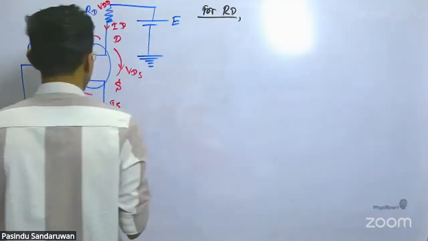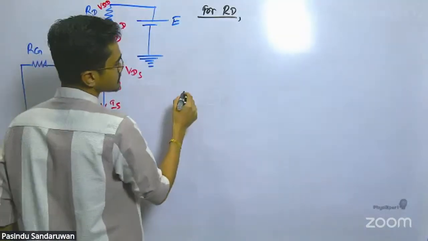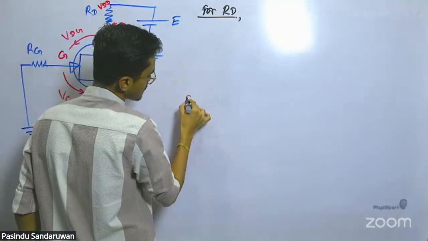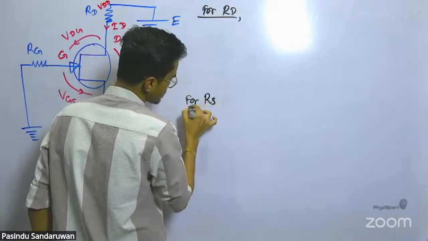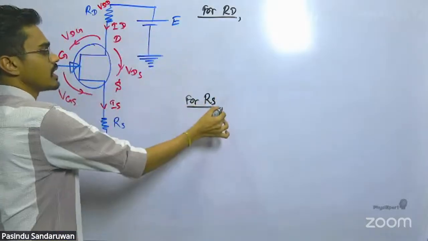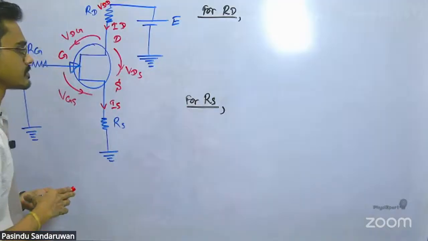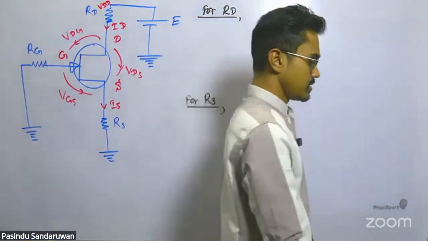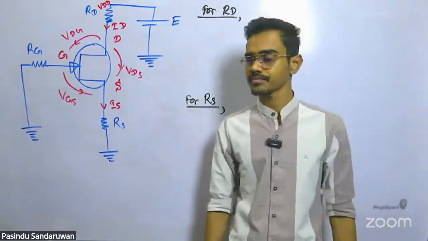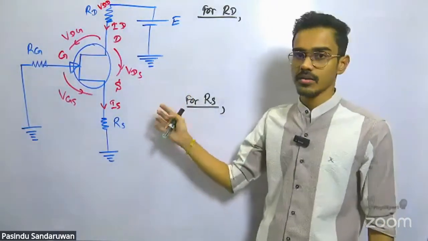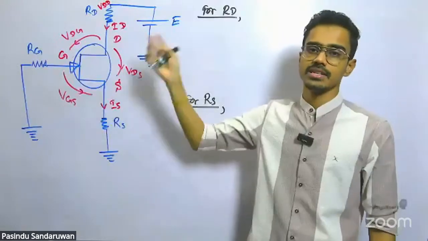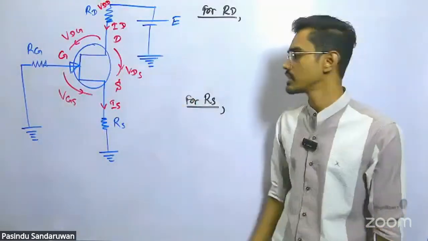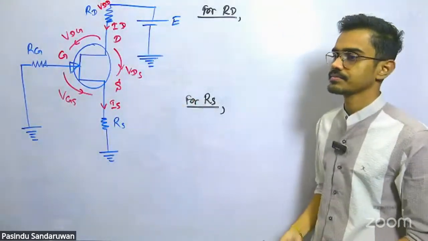Then apply delta V equals IR for RS. Use these notations about IS, VS, VG, VDG, connect and use one for RS.